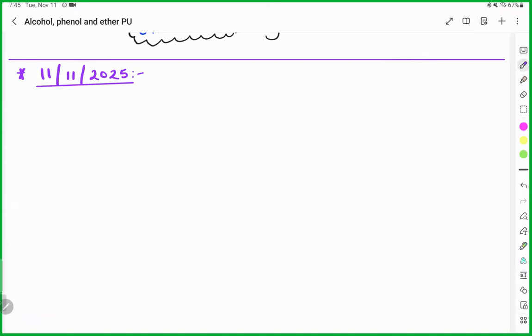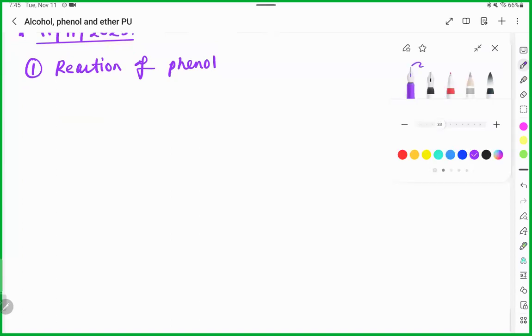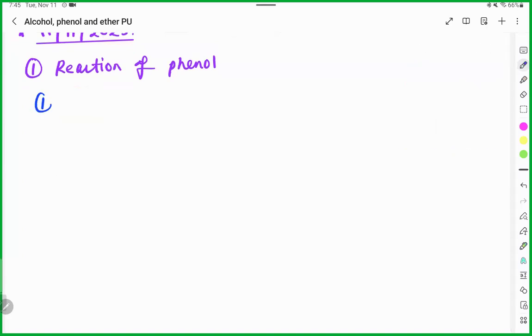And we are done with alcohol. We did oxidation of alcohol. Now we are doing reactions of phenol. How does phenol react? One of the very popular reactions is electrophilic substitution reaction. You have this reaction in every chapter.